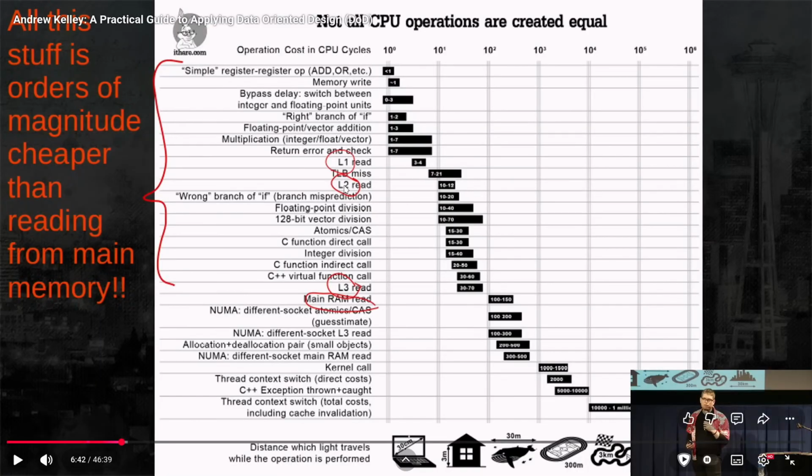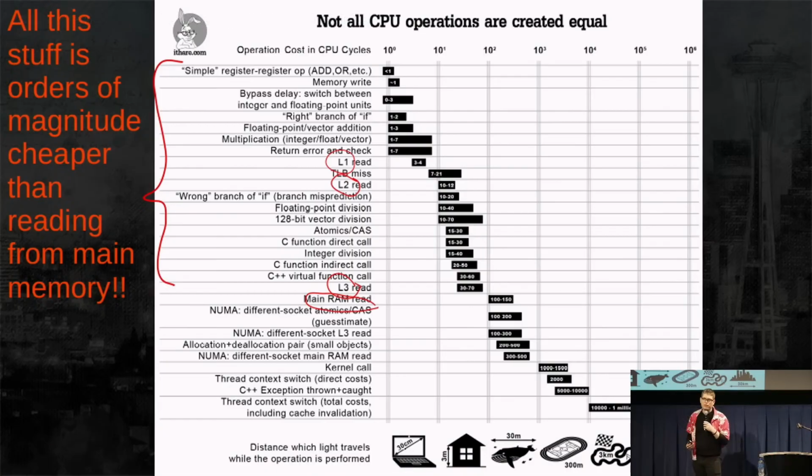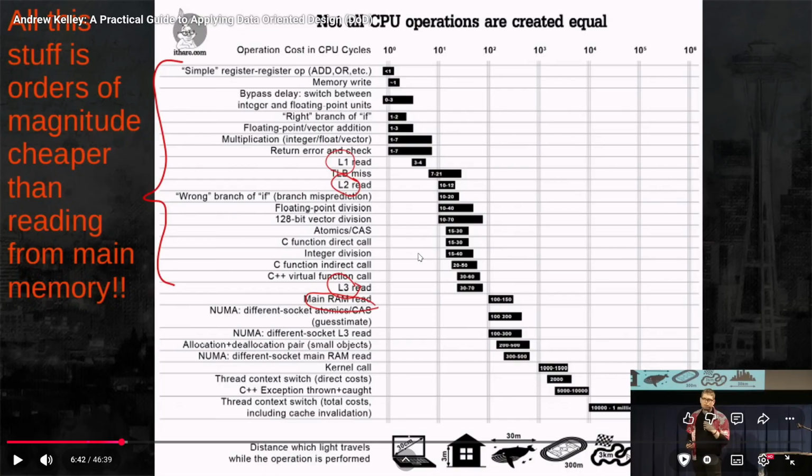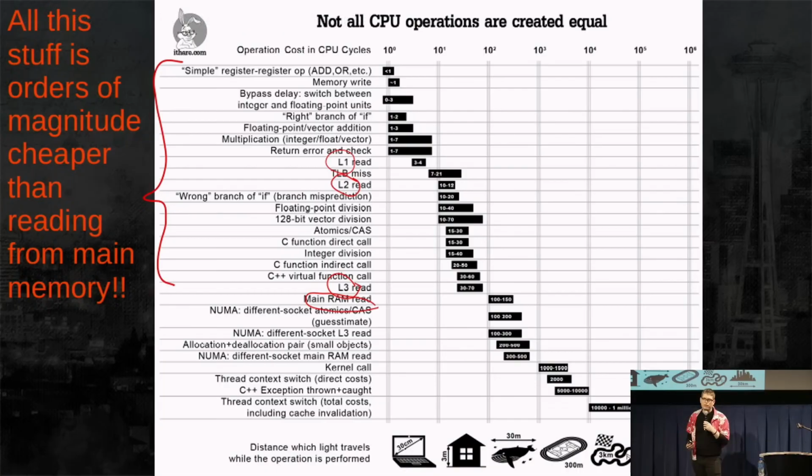So an L2 read, the second layer in the cache hierarchy, takes 10 to 12 cycles instead of 3 to 4. Still pretty fast compared to everything else. Wrong branch of an if, branch misprediction. This is what everybody talks about when we say branch misprediction. Branch prediction hardware in CPUs is very complex and sophisticated, but it works really well. Nowadays it can predict branches even if you're taking them like yes, no, yes, no, yes, no. It can pick up on those patterns basically.